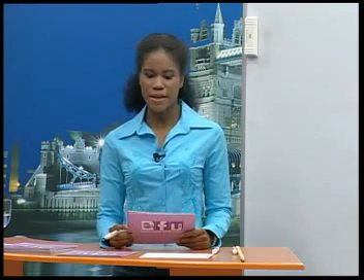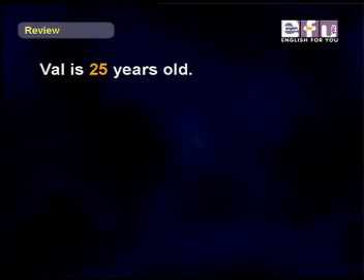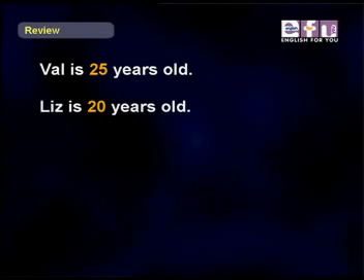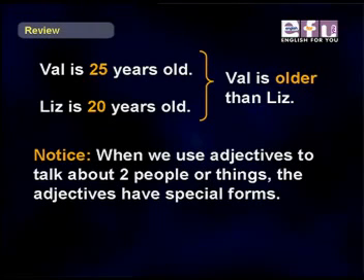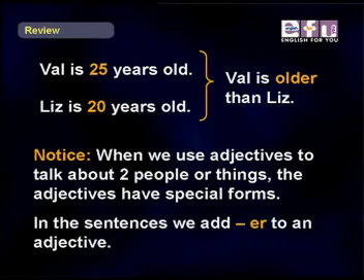Now let's look at a chart to help you remember the comparative forms ER, IER, and more. Take a look at your screen. Val is 25 years old. Liz is 20 years old. So Val is older than Liz. Notice, when we use adjectives to talk about two people or things, the adjectives have special forms. So in the sentences, we add ER to an adjective.